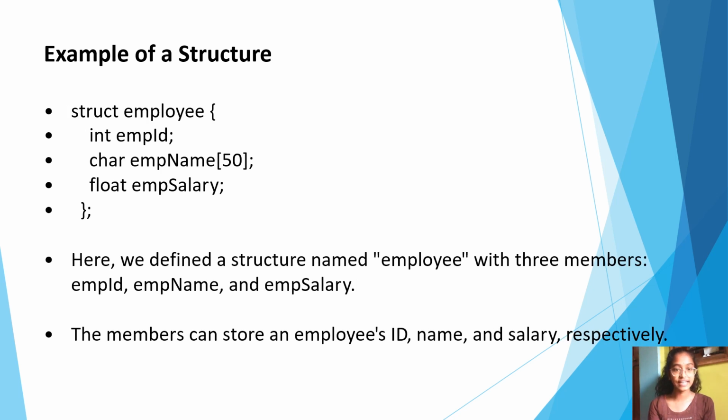Now let us see the example of structure. struct employee, open curly bracket, int m_id, char m_name[50], float m_salary, semicolon, close curly bracket, semicolon. Here we define a structure called employee with three members: employee id, m_name and m_salary. The members can store an employee's id, name and salary details.